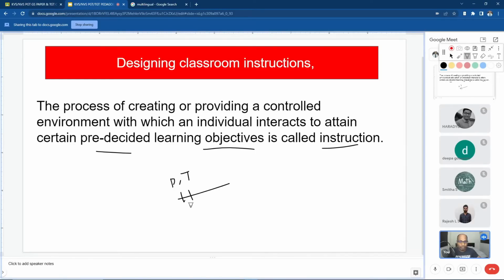After completion of winter vacation we have to complete periodic test 2, and in the month of February or March we have to complete the session-ending examination. So these are the clear-cut instructions. So students will also study according to these instructions. Instructions are important because they provide a controlled environment with which a student interacts to attain certain pre-decided learning objectives. So that is called instructions, and we have to understand designing classroom instructions.